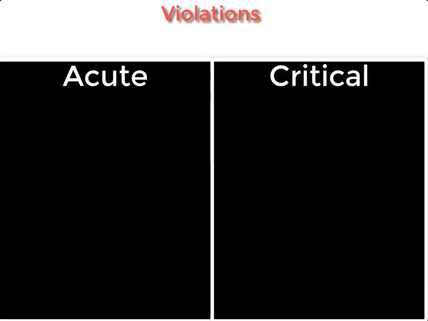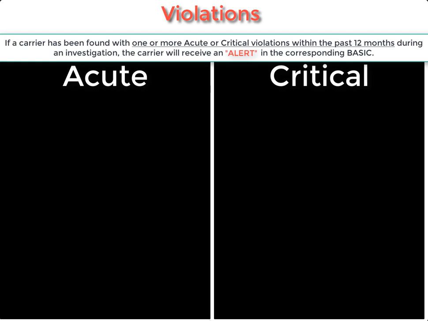A rather new inclusion into the interventions is what is called acute and critical violations. If a carrier has been found with 1 or more acute and/or critical violations within the past 12 months during an investigation, the carrier will receive an alert in the corresponding basics. The SMS uses both the basic percentiles and acute and critical violations to highlight safety performance issues within each basic and prioritize carriers for interventions. So what are these violations?